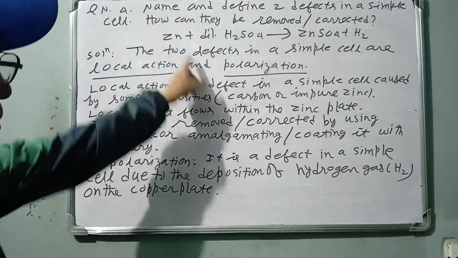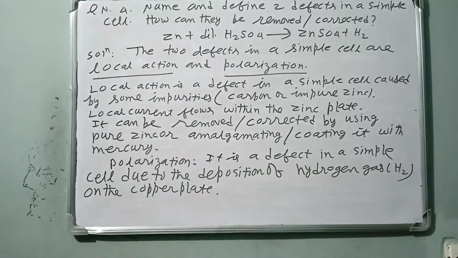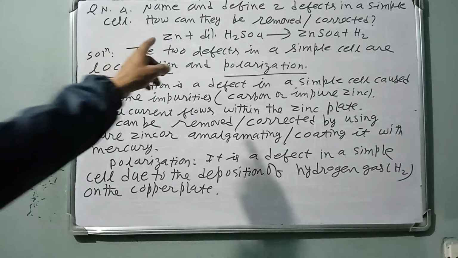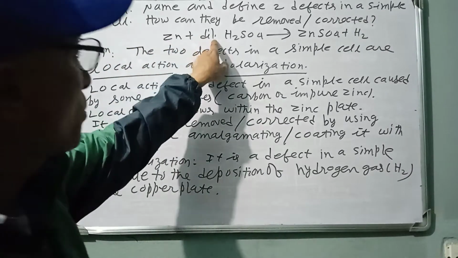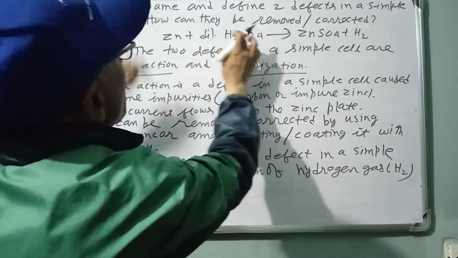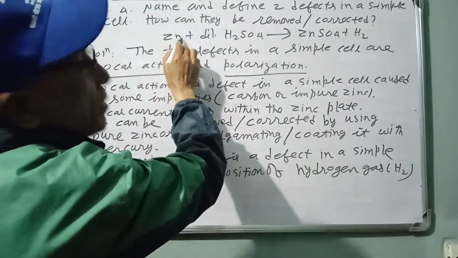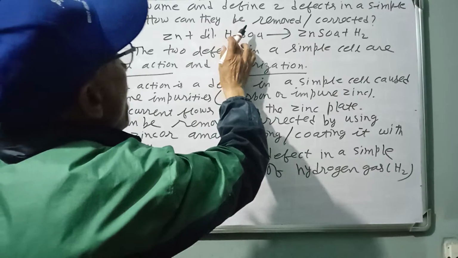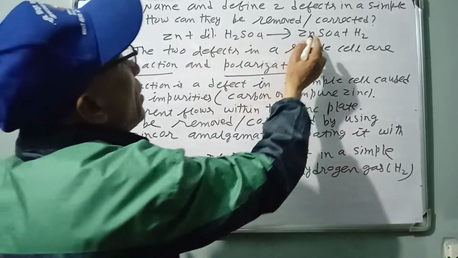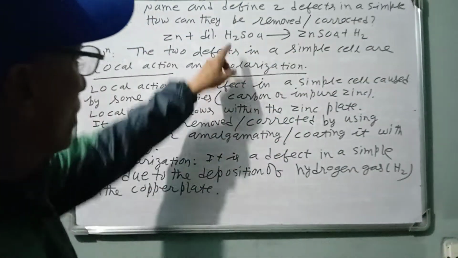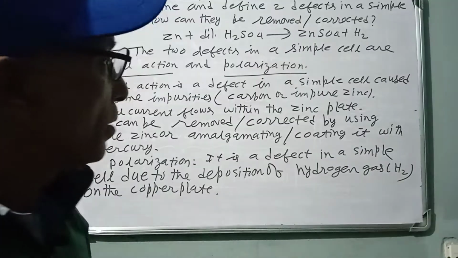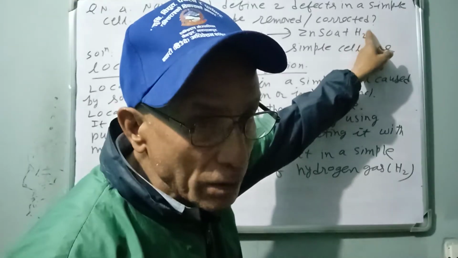How is hydrogen produced? Hydrogen is produced by the chemical reaction of zinc and dilute sulfuric acid. Zinc plus dilute sulfuric acid: zinc displaces hydrogen from sulfuric acid, zinc sulfate is formed, and hydrogen gas is also formed. Now, where does this hydrogen gas go?